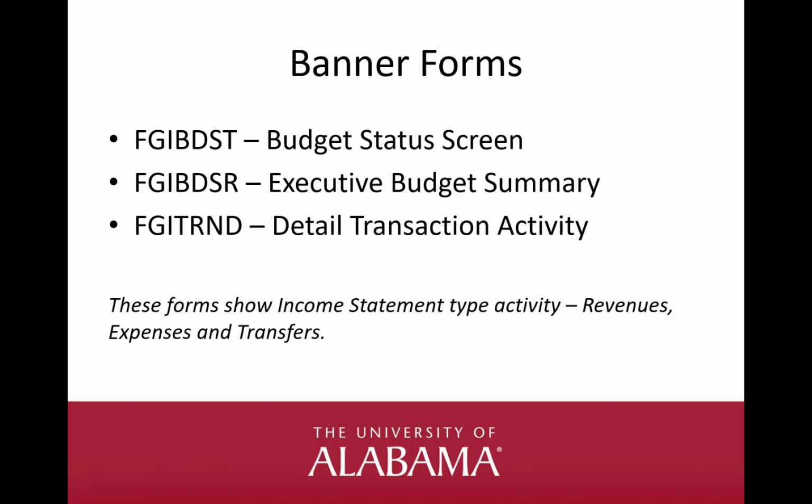FGIBDST is probably the most common form used by departments. This form displays the budget status by organization code. You are required to enter a chart of accounts and fiscal year, October through September, for charts A and C. At this point, if you have master, fund, and org security, you can choose Next Block and get an income statement for UA as of today.